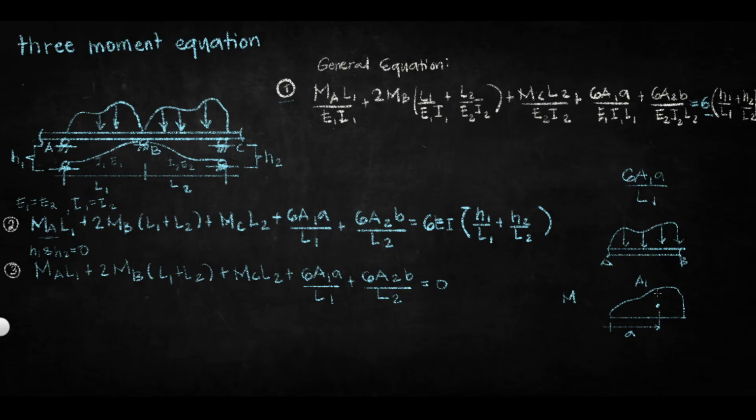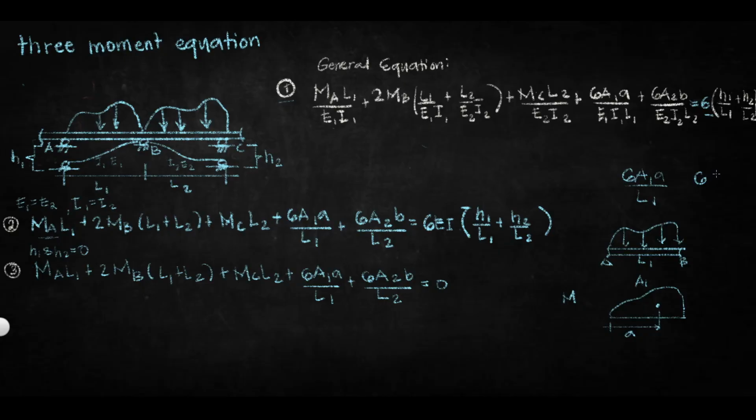yung A1 here, ito po yung area ng moment diagram. So you can compute that. Yung A dito, yan po yung distance from the centroid of the diagram to the left part. And L1 here, of course, the length of your span. Okay? Ganun lang po. So, 6, given na yan. Constant yung 6 na yan. And A1, yan po yung area po ng moment diagram. And A is the distance or moment arm from the left part. Okay? All over L1.